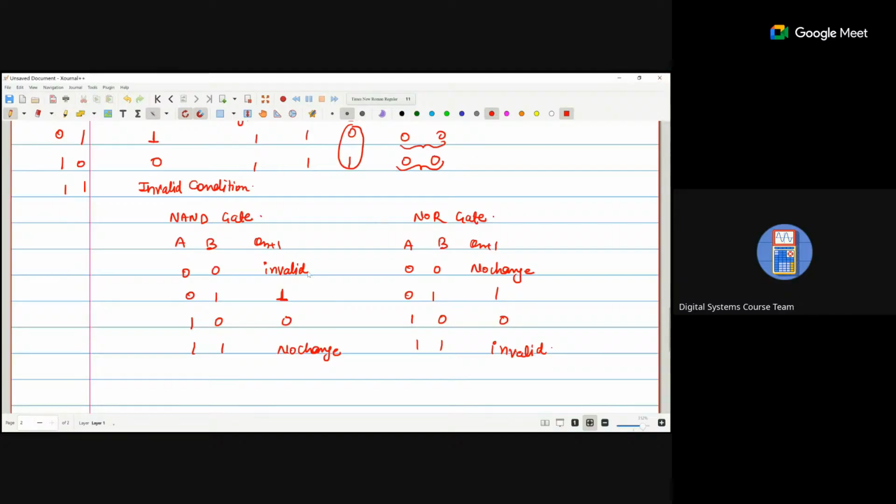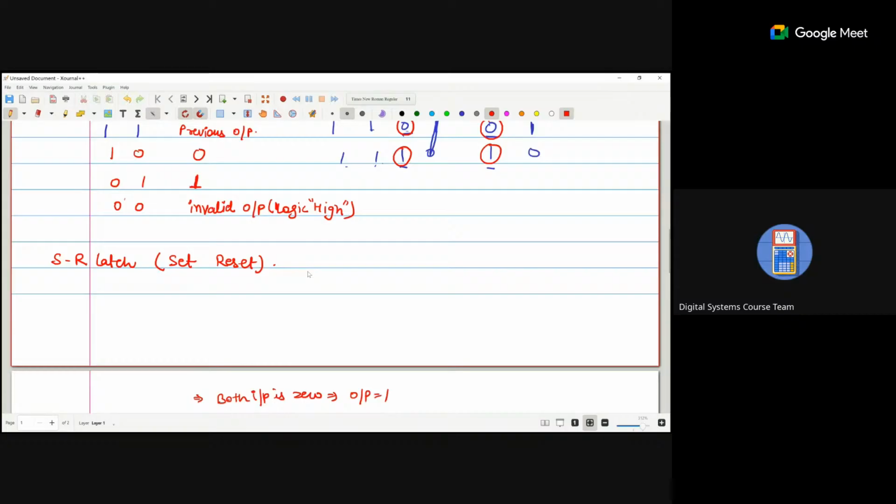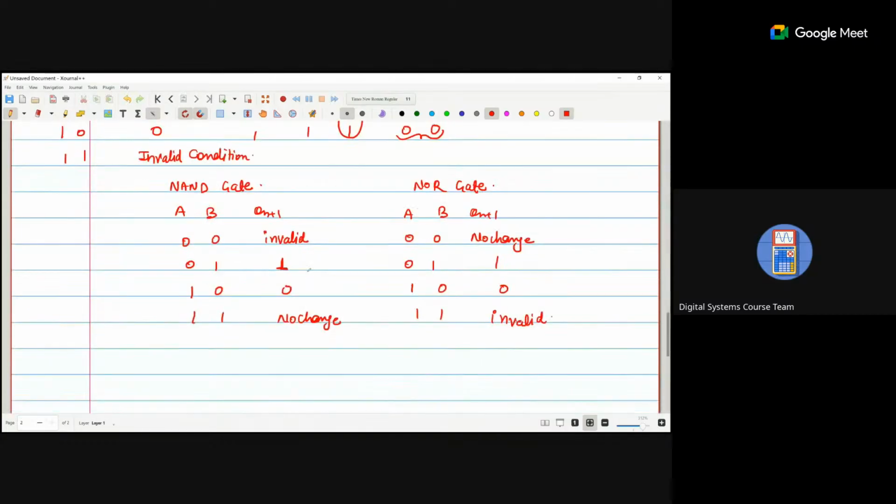Now, in the case of NAND gate, your invalid condition will be the logic type. That means your Q and Q bar both are 1. In this case, NOR gate, it is called the logic low. That means your Q and Q bar both are 0.